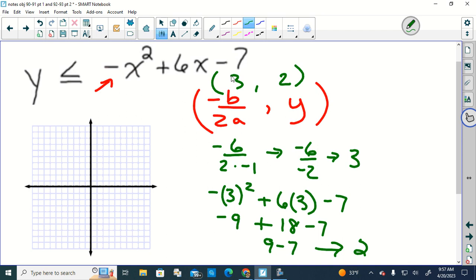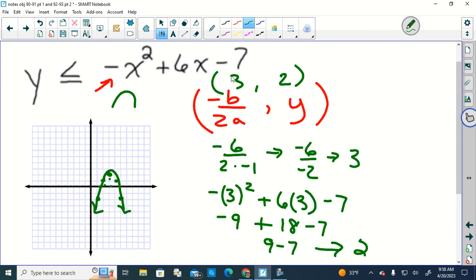So I would go over 3, so 1, 2, 3, up 1, 2. Okay, so there's my vertex. It's negative, so that means it's going to be going down, right? I don't have to worry about multiplying my number that shifted anymore. It's still over 1, but it's going down, not up 1. So you go over 1, down 1, over 1, down 1, because you're multiplying it by a -1. Then we go over 2, down 4, 1, 2, 3, 4, over 2, and down 4. Okay, so it looks like this.